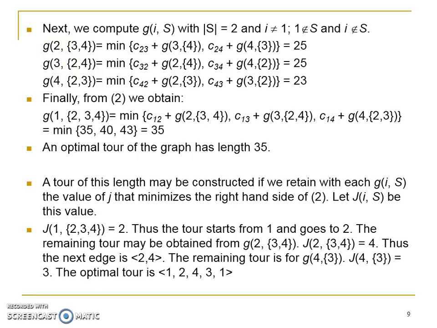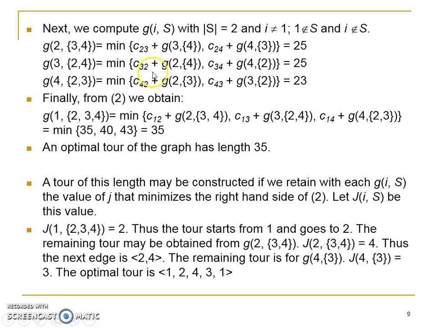Now we extend that to find the solution for set size equal to 3. So I start at vertex 2 and visit vertices 3 and 4. This is the minimum of C23 plus G of 3 comma 4, or I try to go to vertex 4 from 2, which could be C24 plus G of 4 comma 3. I know the solution of G of 3 comma 4, which I have already computed, and I know the solution of G of 4 comma 3. So I compute both of them and see that one is smaller, which is 25. Similarly, I do this for all the respective solutions starting from vertex 3 and vertex 4.